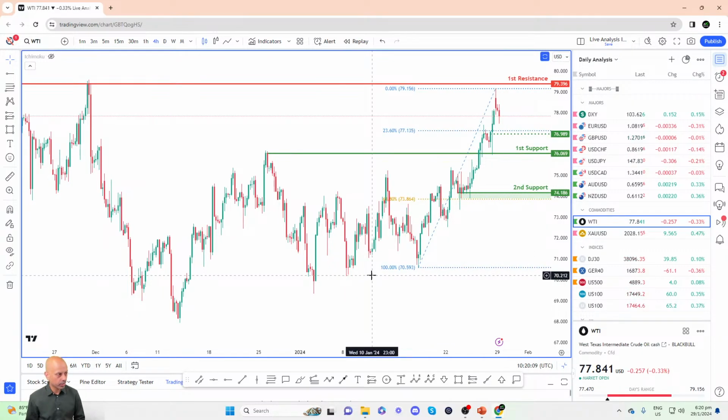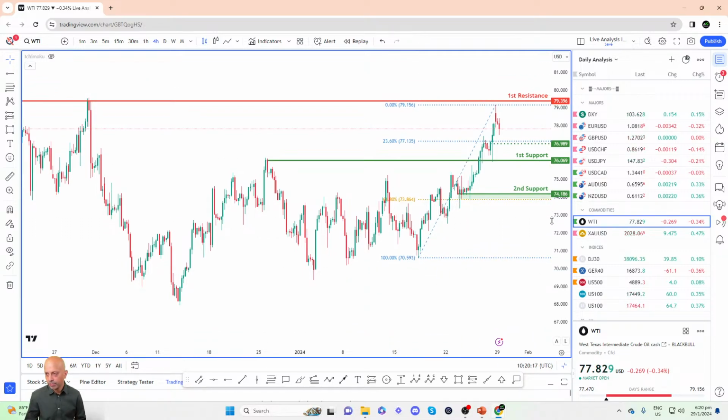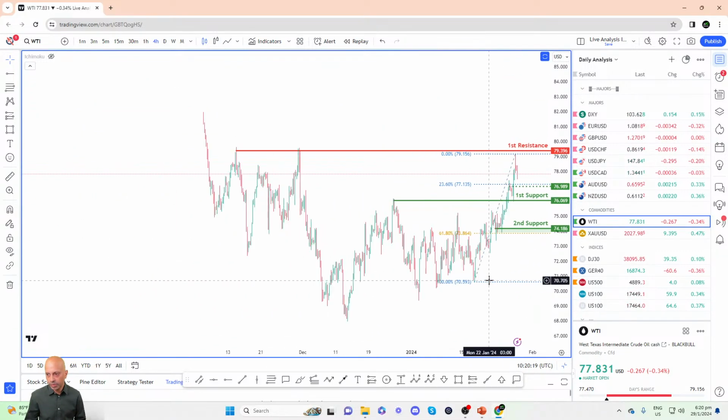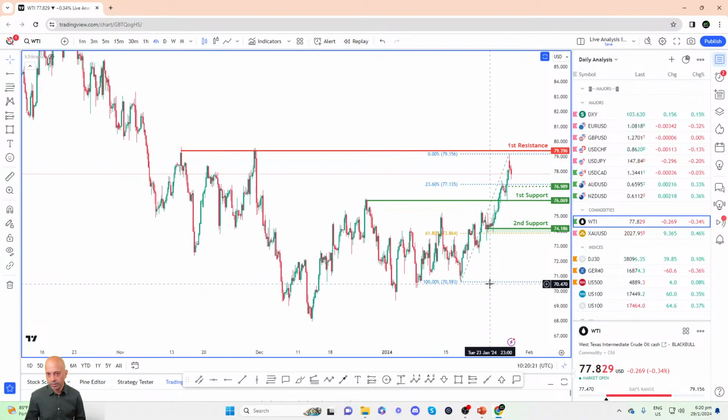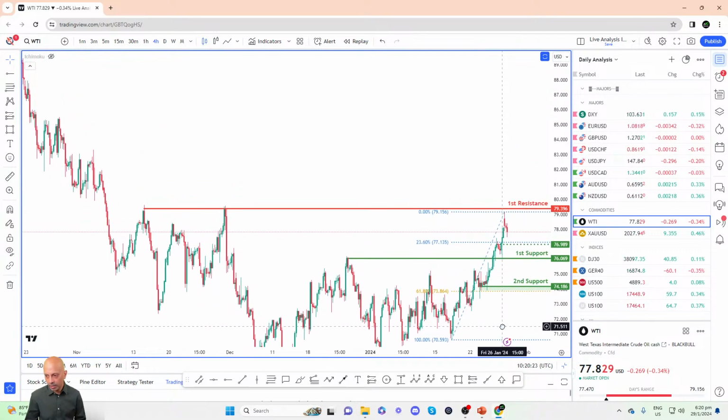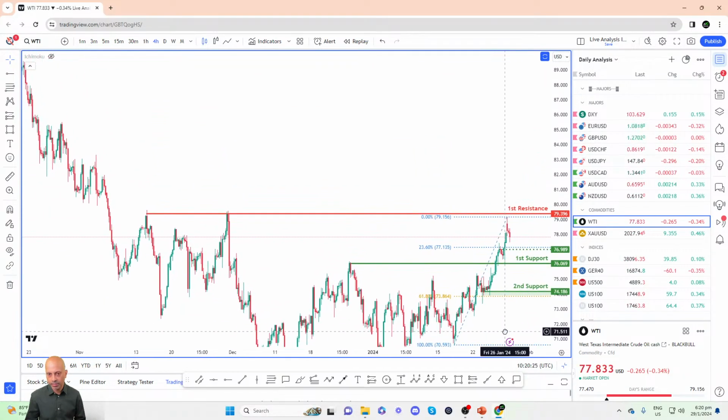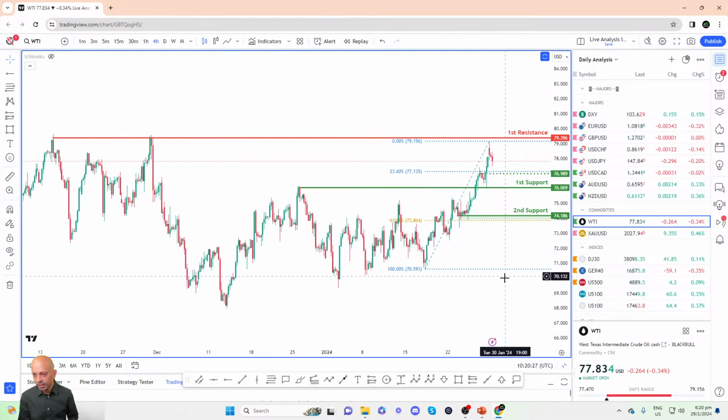I think we'll wrap up with oil. If there's no further requests, I think we'll just wrap up today's session with the analysis on WTI oil. All right, so if we look across here, I don't have the second resistance. That's fine. We can identify the second resistance together.